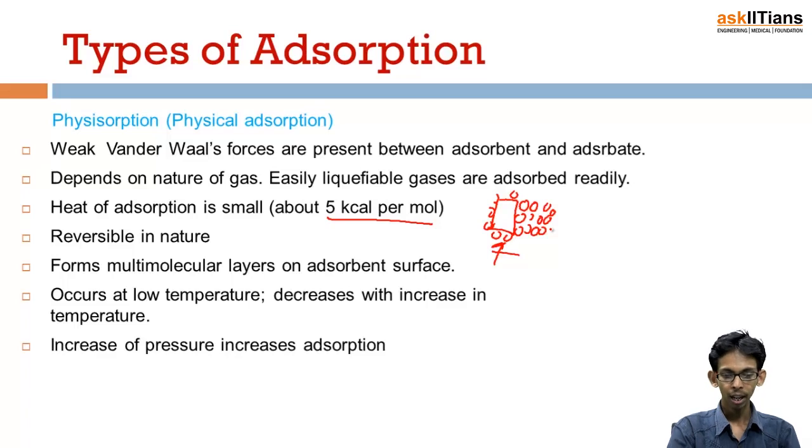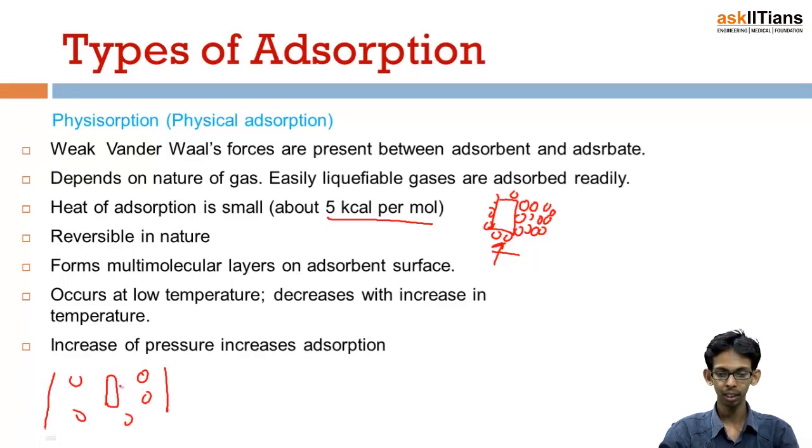Okay, and again, increased pressure increases adsorption. What will happen if I increase the pressure? Let's say there are some gaseous molecules in the atmosphere, and if I increase the pressure, these will come together and get attached to the surface of the solid. That is why, and if the temperature is increased, they will go far from one another and they will never accumulate on the surface. That is why when temperature is increased, the rate of adsorption decreases. When pressure is increased, the rate of adsorption increases.